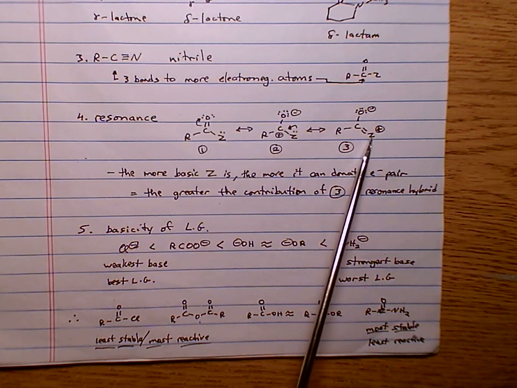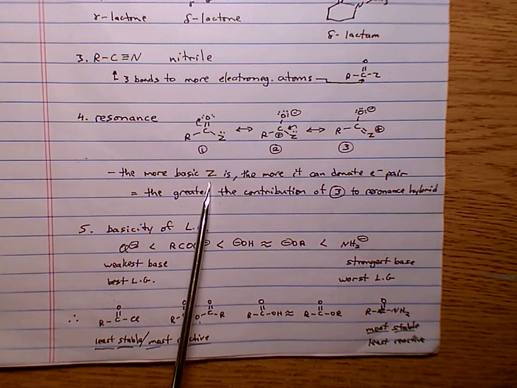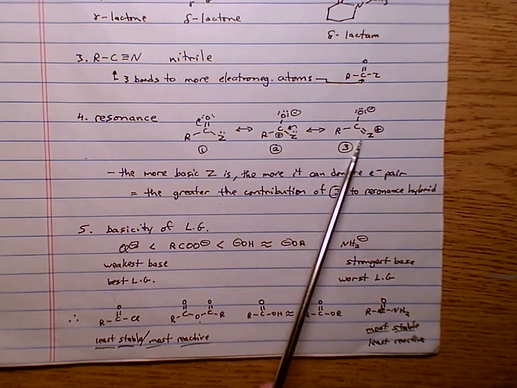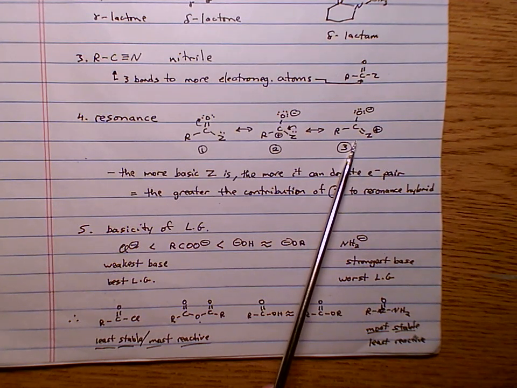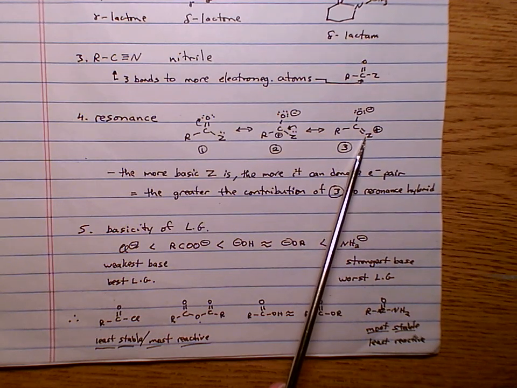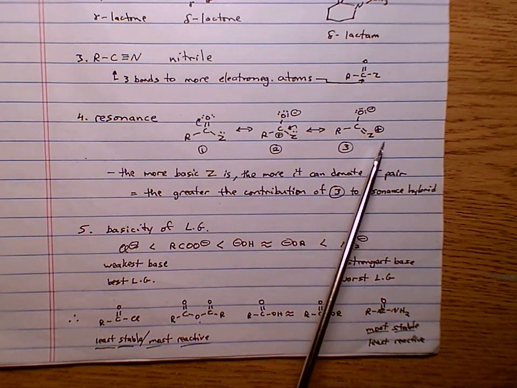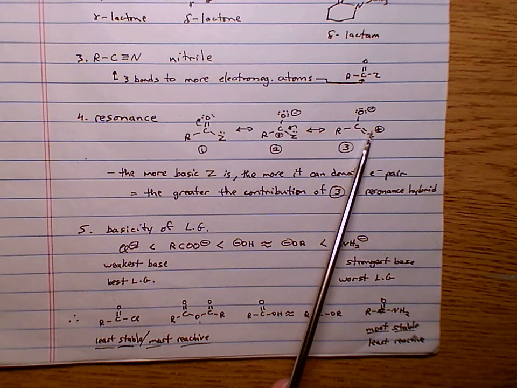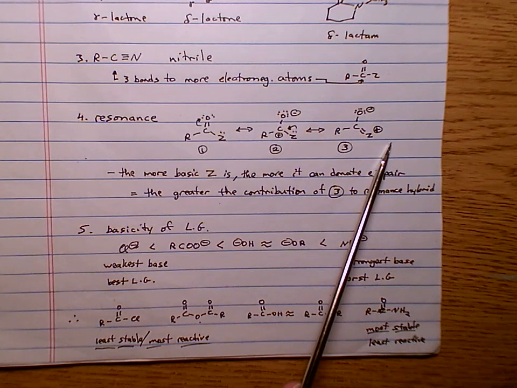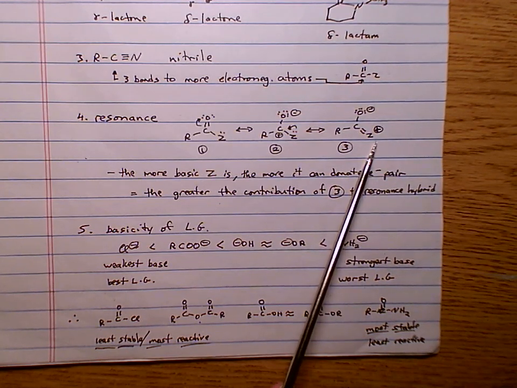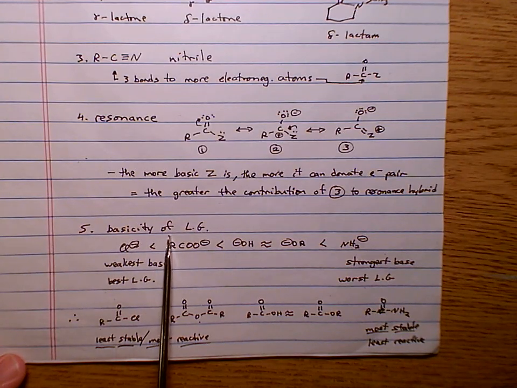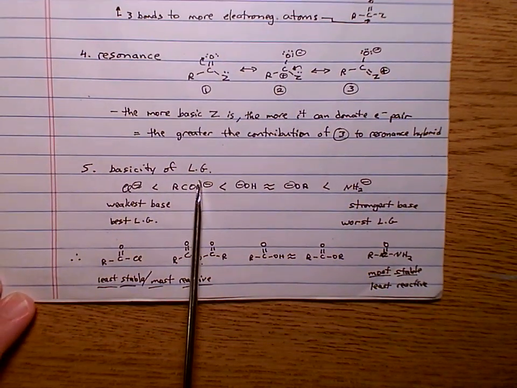Note, the more basic Z is, the more willing it is to donate the electron pair, the more this resonance form contributes to the resonance hybrid. That means it's tougher to get rid of that Z, because we've got a positive charge on it. It's just tougher to get rid of it. All right. Let's look at the basicity then of the leaving group.